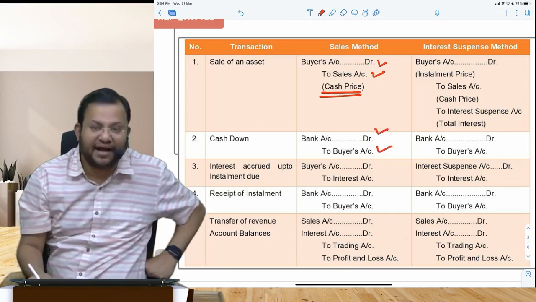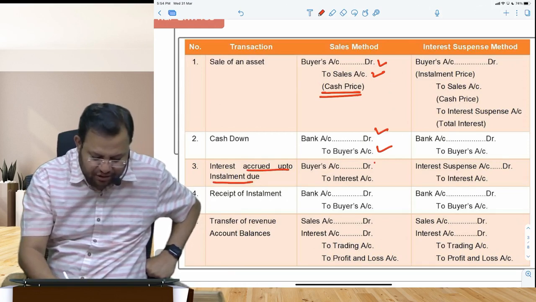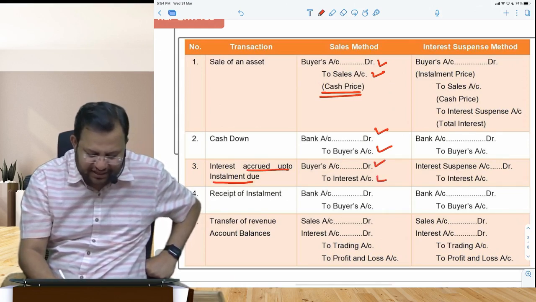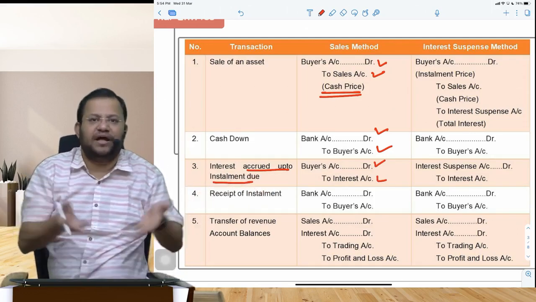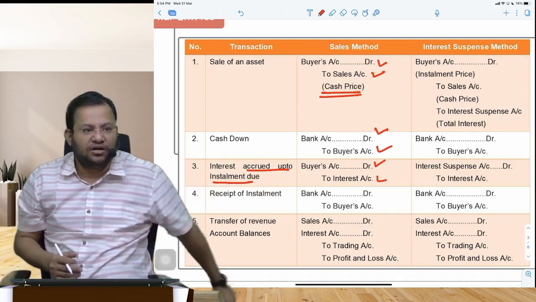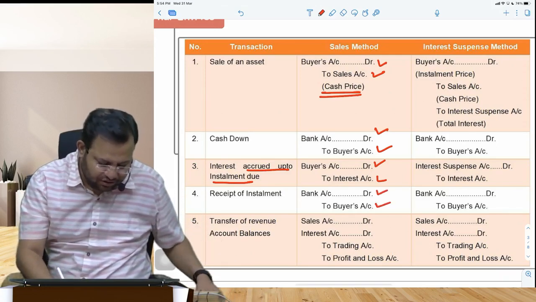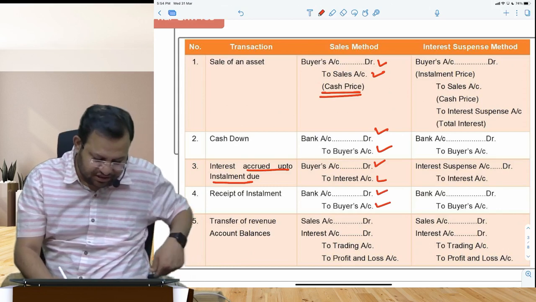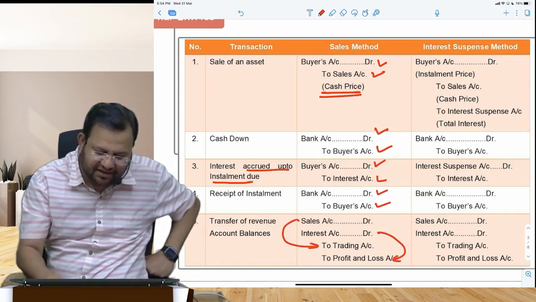देन यू रिसीव अ कैश डाउन, ऑब्वियसली व्हेन यू रिसीव अ पेमेंट इट हैज टू बी बैंक अकाउंट डेबिट टू अ बायर अकाउंट. Interest accrued up to the installment date, you show receivable from buyer to interest. Even if your year ending date and the payment date does not match, you will have interest accrued but not due. So then you receive the installment, bank account debit to buyer account, and then you transfer the sales to trading and interest to P&L.